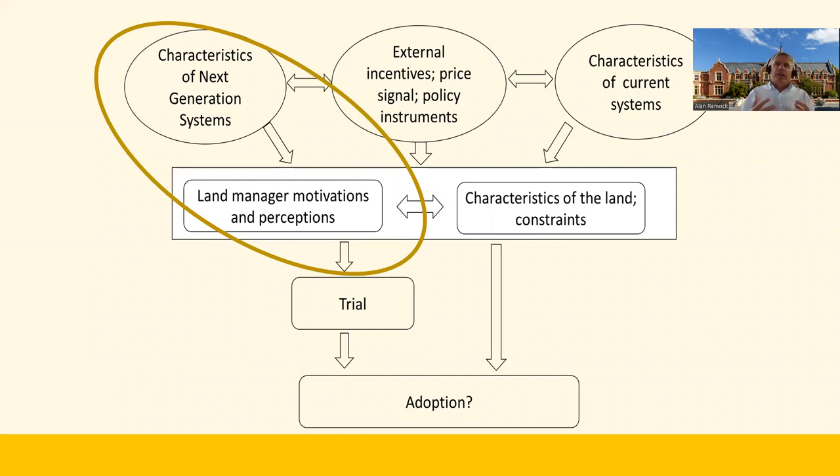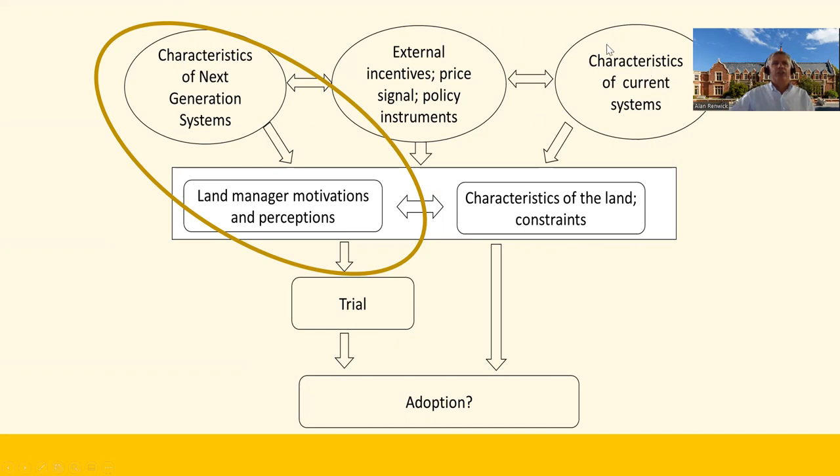Remember, one example we were highlighting was how close or how well the characteristics of the next generation systems fitted with the land manager motivations and perceptions. So that was one of the ways we could use our tool, wasn't it? So we needed to think about what is important to land managers, and then think about how the characteristics of the next generation systems fitted this.